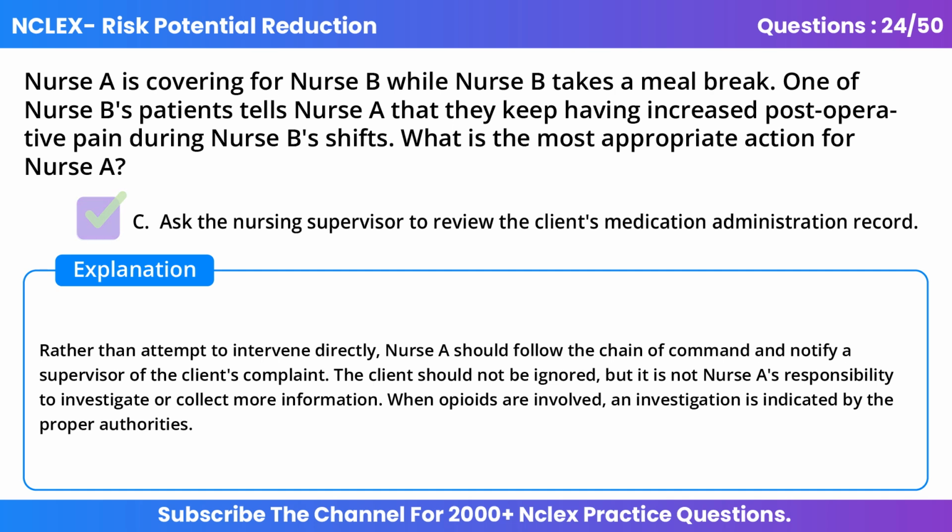Rather than attempt to intervene directly, Nurse A should follow the chain of command and notify a supervisor of the client's complaint. The client should not be ignored, but it is not Nurse A's responsibility to investigate or collect more information. When opioids are involved, an investigation is indicated by the proper authorities.